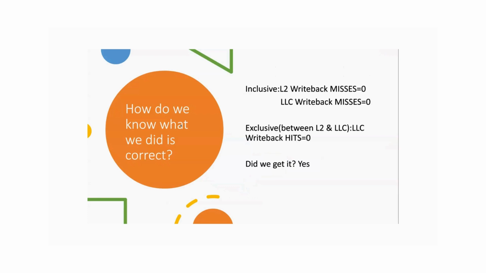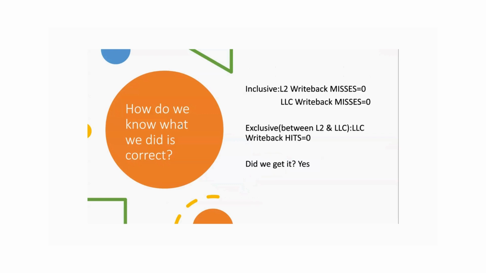If it is inclusive, L2 write back misses and LLC write back misses should be zero, because we send the write back packets only if the block is present in the lower level. We need to update the value, so we are seeing for an update. In inclusive, L1 is a subset of L2 is a subset of LLC, so there must be data. So there will be no misses. The misses will be zero.